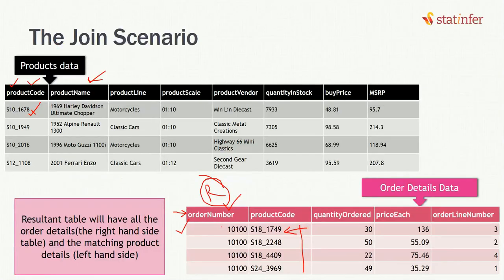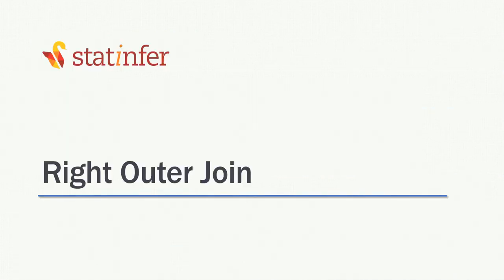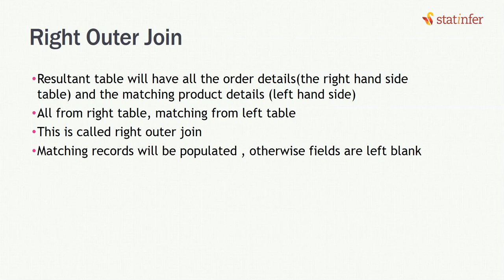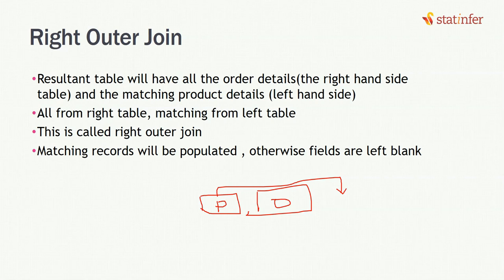Why is it called right outer join? On the right hand side table we want to take everything, and from the left hand side table we want to attach the details that are matching. So right outer join. The resultant table will have all the order details. Orders is the right hand side table, and on the left hand side we have the products table. So everything from the orders table we want to take, and then attach the products table wherever it is matching. So all from the right side table, matching from the left side table. This is called right outer join.